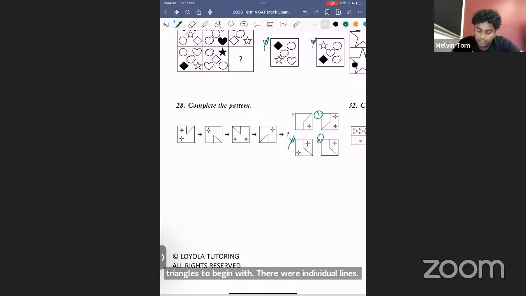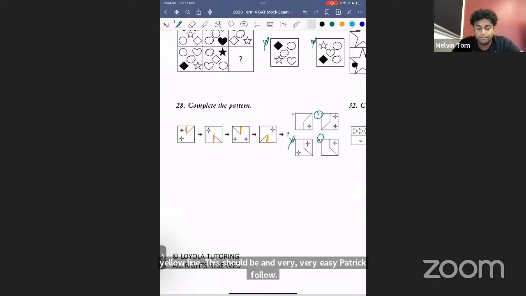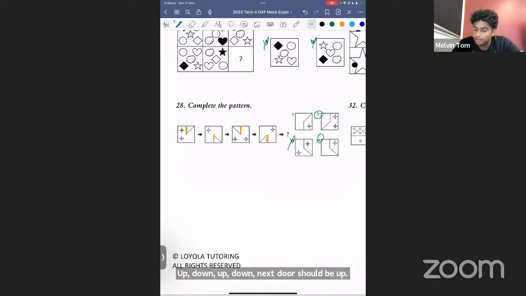And the pattern to follow is this. This is the green line, the green line, the green line, the green line here. Actually, to make visibility easier, let's try another color. This is the yellow line, yellow line, yellow line, yellow line. This should be a very, very easy pattern to follow. Up, down, up, down. Next one should be up, correct? So we know for sure that it can't be A.